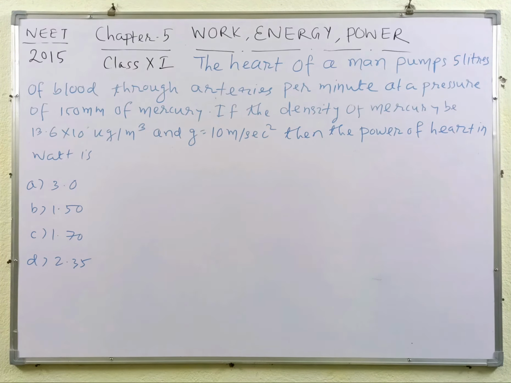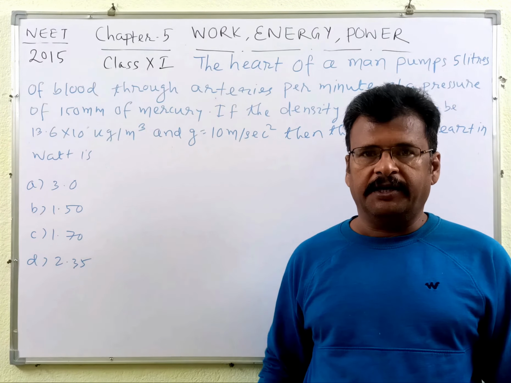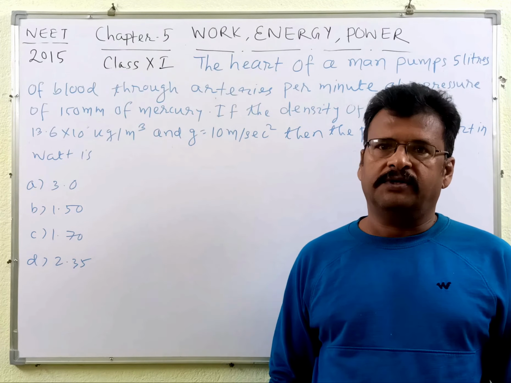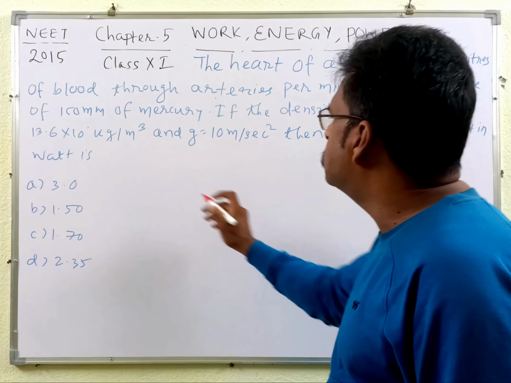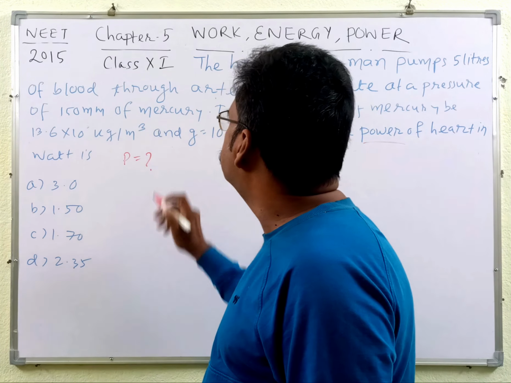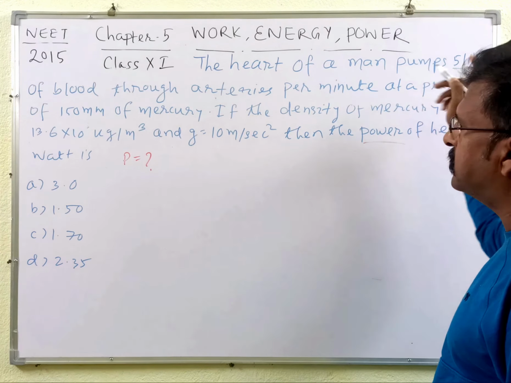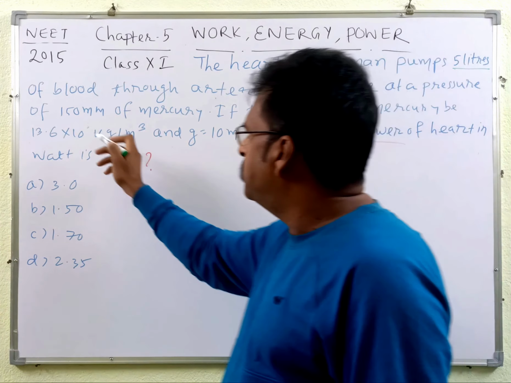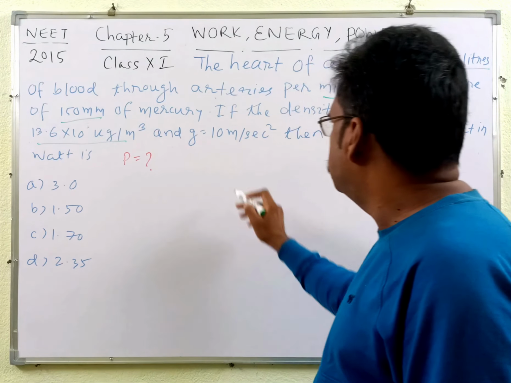So students, I have repeatedly told you, before going to solve a question in NEET, first watch what is asked and what are the physical quantities given. Okay students, what is asked here? The power of the heart is asked. P is asked. And what is given? Here 5 liters, that means volume is given, time is given, 1 minute, height is given, 150 millimeter, and density is given, g is given.